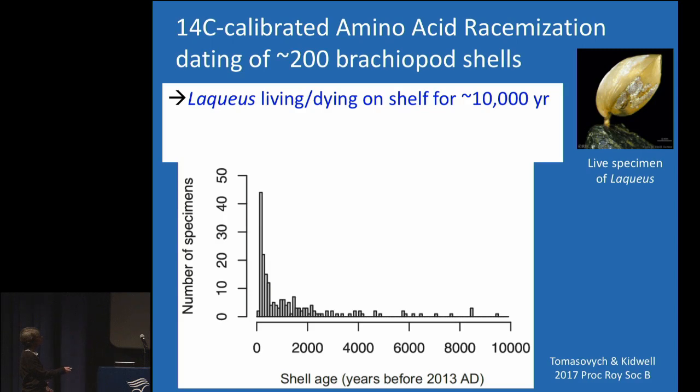And what you see from this frequency distribution is that we had some dead Laqueus brachiopod shells that were as old as sort of 9,000 years or so. That is, some of them were living and died out there from when that part of the seabed was first inundated, when polar ice melted and sea level globally began to rise. And clearly, the brachiopods were living and dying out there on all those subsequent millennia up to the present day. Now, this is very typical that we find most of the shells are relatively young, and that's because the old ones have mostly been destroyed.